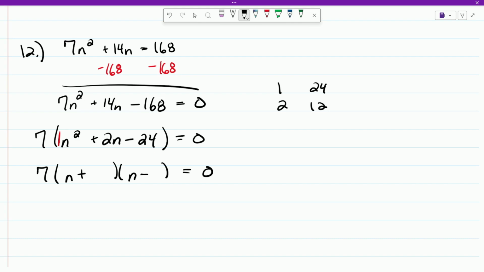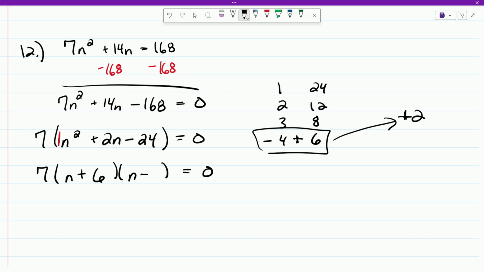Does 3 work? Yeah, 3 times 8, 4 times 6, and I think that's it. We need the pair that combines to give us positive 2, so that's what we're looking for. One of the numbers is positive, the other number is negative, so negative 4 plus 6 is going to yield my positive 2. So we have n plus 6 and n minus 4.